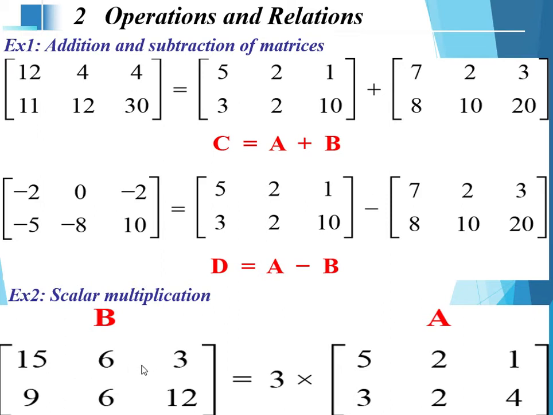Here is the example for scalar multiplication. We multiply 3 with 5, which is 15, 3 with 2 is 6, 3 with 1 is 3. We multiply all the matrix with 3 and we get the resultant matrix, which is C.